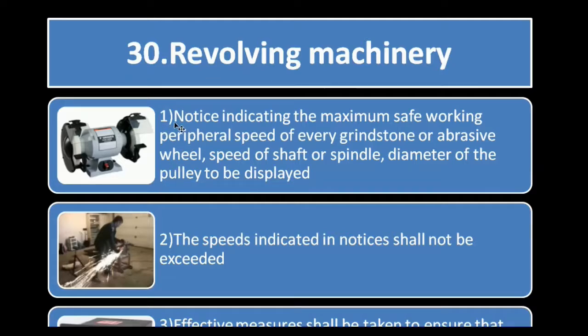The first one is notice indicating the maximum safe working peripheral speed of every grindstone or abrasive wheel, speed of shaft or spindle, diameter of the pulley to be displayed. If the factory is carrying out a grinding process, then they need to display a notice which contains the speed of the grindstone or the abrasive wheel, the speed of the shaft or spindle, and diameter of the pulley.